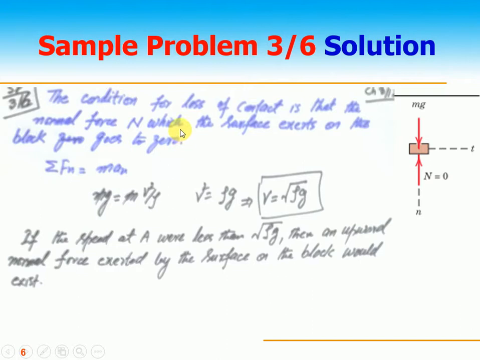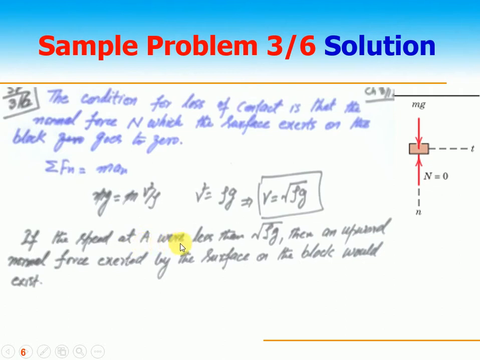So the condition for loss of contact is that the normal force N which the surface exerts on the block should be equal to 0. So summation of Fn is equal to m an, and here only mg is equal to m v square by rho, or v square is equal to rho g, and v is equal to the square root of rho g. This is a velocity which depends upon the radius of curvature times the acceleration due to gravity.